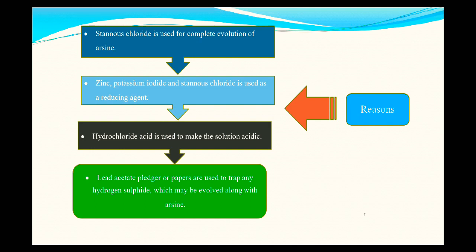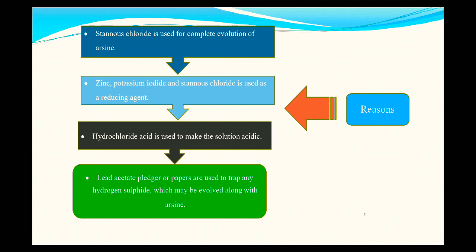Now we need to check the various reactions and various chemicals. Why do we need to add these various chemicals? What are the reasons behind adding these chemicals to our reaction? Okay, we'll see one by one. First is stannous chloride. Why do we add stannous chloride to this Gutzeit test? Stannous chloride is used for complete evolution of arsine gas.